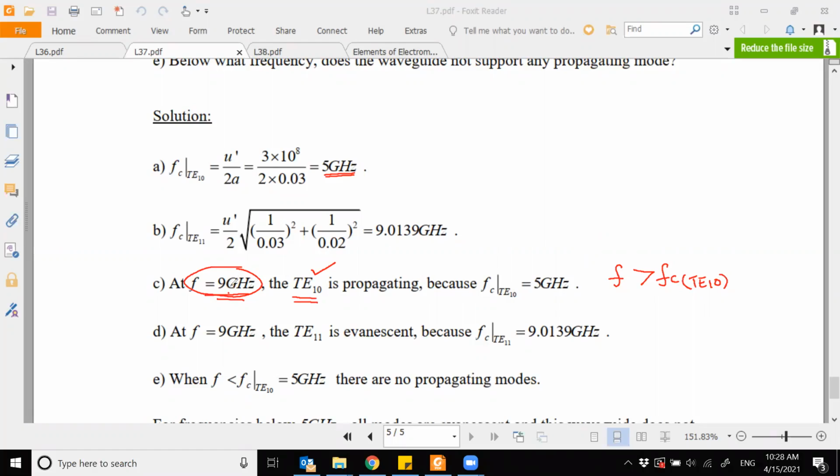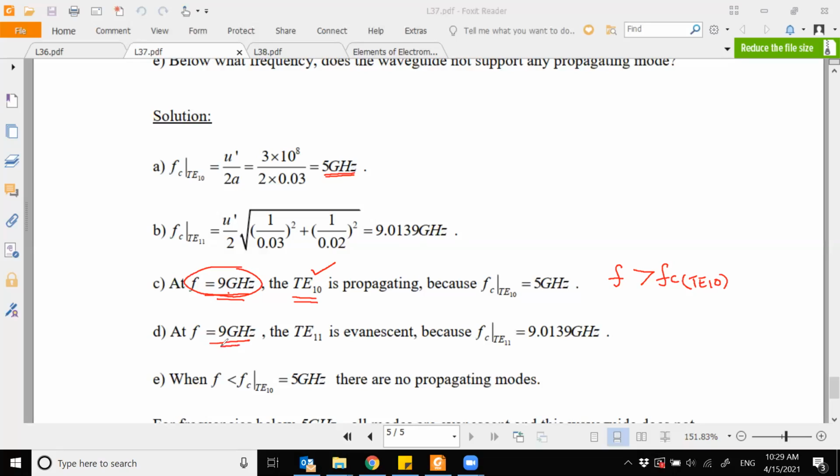If my operating frequency is 9 gigahertz, that means I have selected a source signal, a microwave signal of 9 gigahertz frequency, and now I'm shooting it into this rectangular waveguide. So what will happen? This electromagnetic wave of 9 gigahertz will propagate, and it will propagate using this mode, because the TE1,0 mode cutoff frequency is 5 gigahertz, which is less than 9 gigahertz. Therefore, the electromagnetic wave existing inside the rectangular waveguide will be the TE1,0 mode, and this pattern will be carrying the energy or the electromagnetic wave of that source.